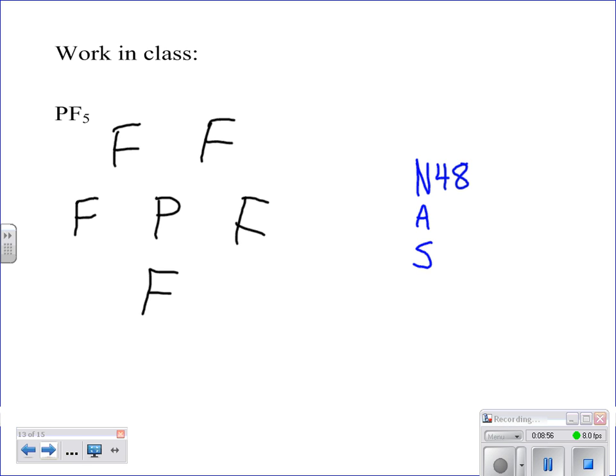Listen to the math going on. This is when we all wish we had calculators. 40. Okay, so we've got 35 for our fluorines plus 5 more for our phosphorus, which gives us 8, which means 4 bonds. And at this point you go, what? That's crazy. That makes no sense. Oh, I get it.